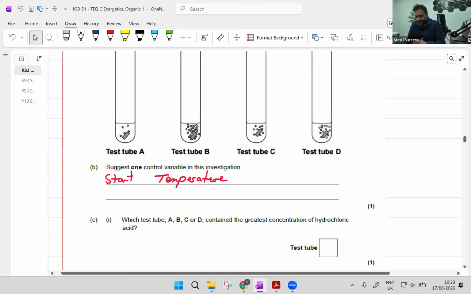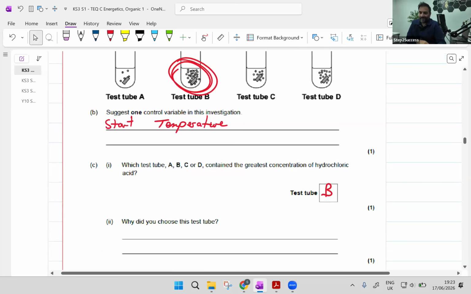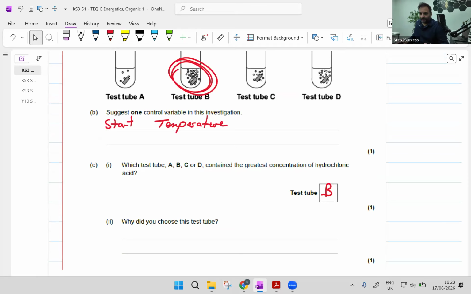Which test has the greatest concentration? Now, if we have a big concentration, I would expect to see more bubbles. So you see that one there seems to have the most bubbles. So I would say that would be B. Why did you choose this test tube? Because it has the most bubbles.